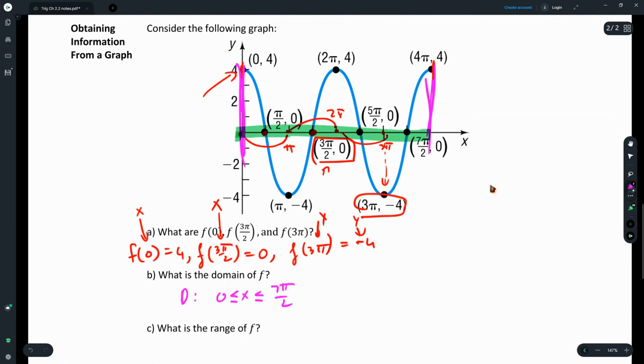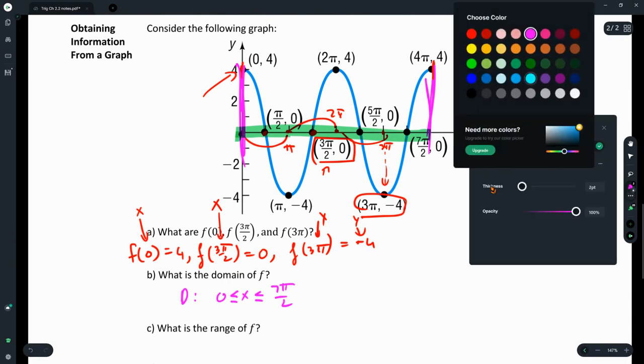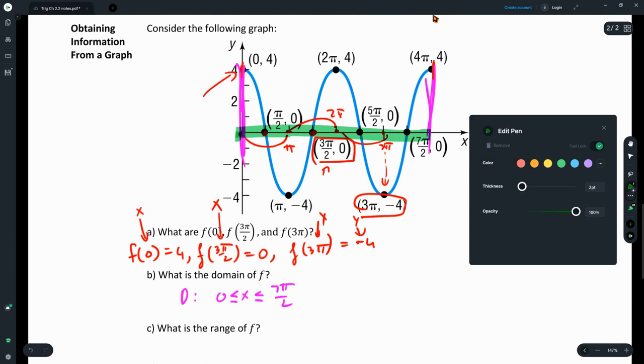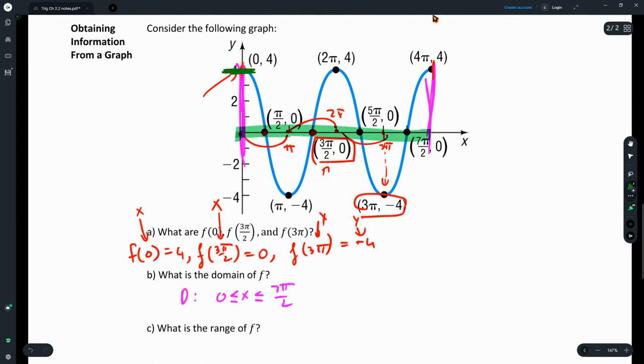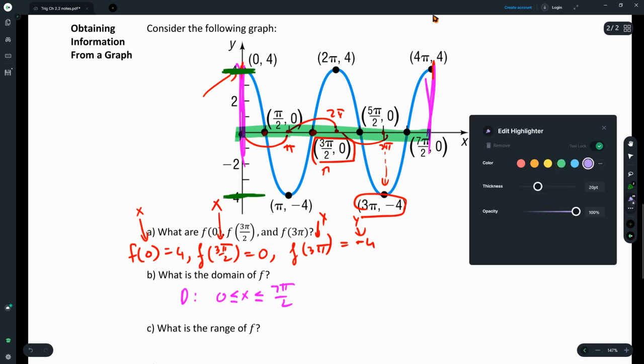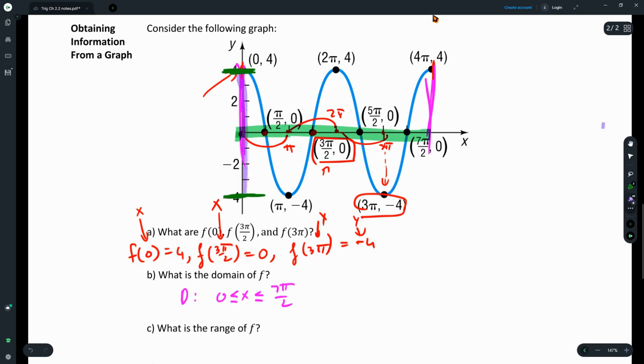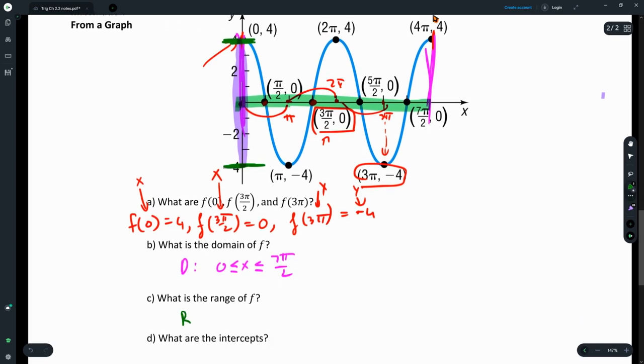Okay, interval notation. The range of f, right? The range goes from here, the highest point, to the lowest point. And so if you do the range, you have to look at the y values. So the y values come out to be y is in between -4 and +4.